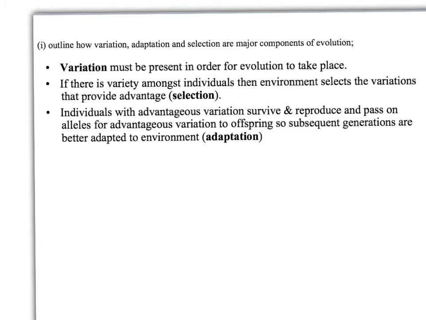Okay, and new variants within the population caused by mutations are hugely important to evolution as well, because without new variants, evolution wouldn't really occur. Okay, so if there is variety amongst individuals, then the environment selects the variations that provide advantage. Okay, and that's selection. Okay, so organisms with advantageous variations have a better chance of surviving.